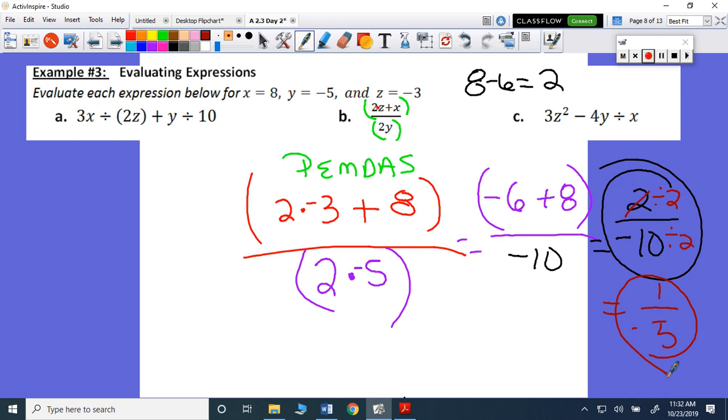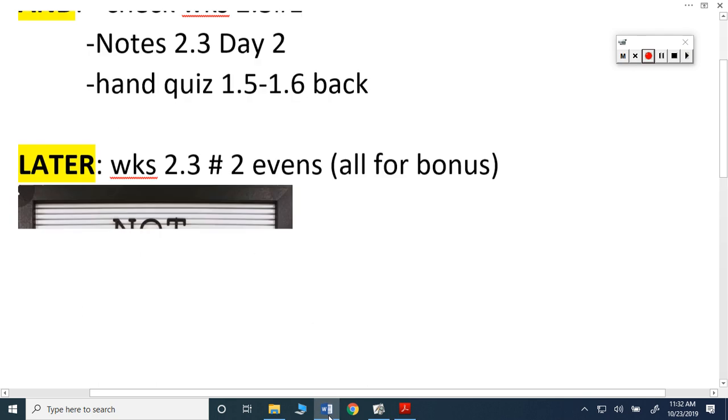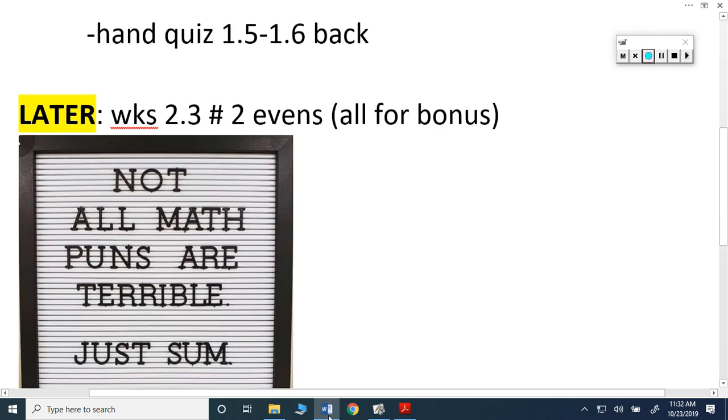I bet tomorrow any ones you miss are going to be because you didn't reduce fractions. We'll take care of that. We'll review tomorrow. Test on Friday. Here's the deal. Your homework is only the evens.